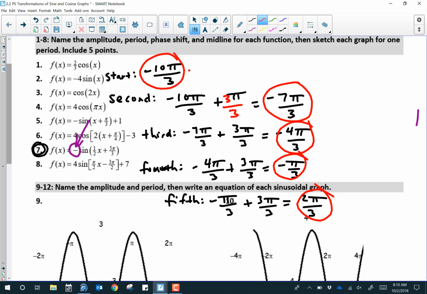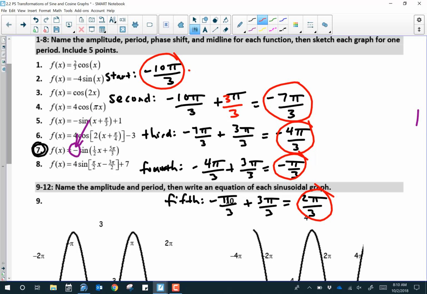For the midline, can we say y equals 0? Y equals 0. Okay. Yeah, or you could just say the x-axis, either one. Okay. Yep. Any other questions on the problem set?